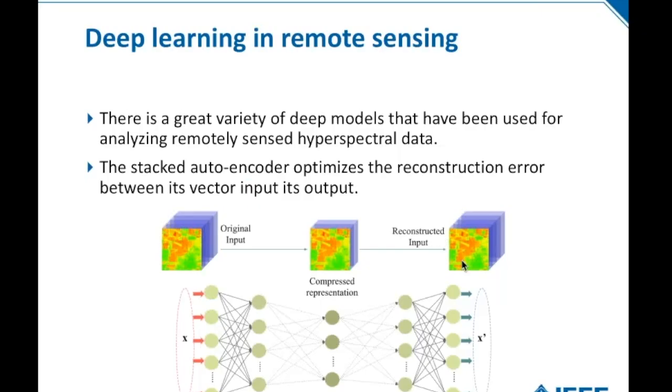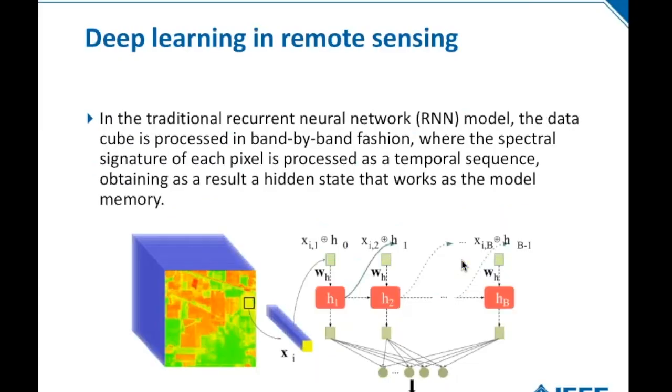So this architecture has been widely used, for example, for compressed sensing or compressed representation of hyperspectral data. We also have the recurrent neural network model, in which the data cube is processed in a different manner, in a band-by-band fashion, and the spectral signature of each pixel is processed as a temporal sequence. So we obtain as a result a hidden state that works as the model memory.